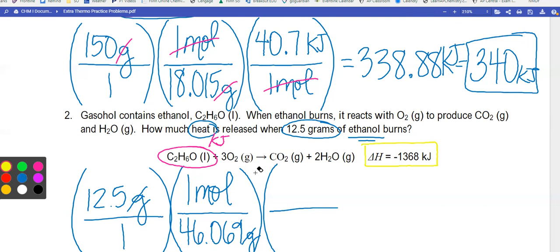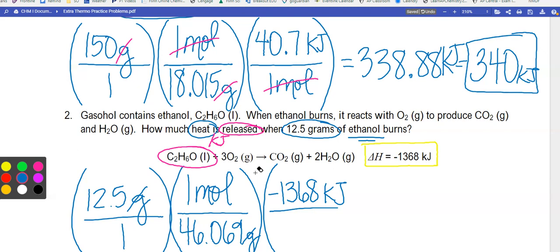So what you do when it's an equation, you use the delta H number as needed. So here we want to multiply by the kilojoules, so we're left with kilojoules. So that's going to go in the numerator. I'm going to keep the negative sign because the heat is being released. So I know it's got to be exothermic.